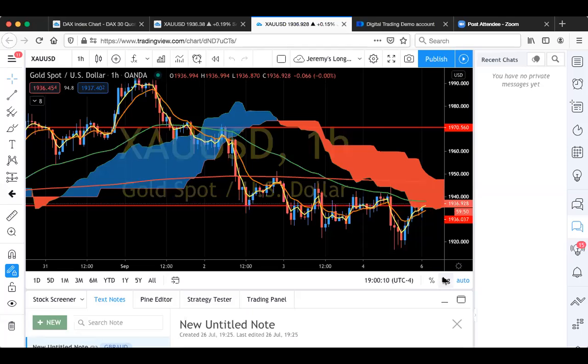Okay, so we're gonna be looking at gold. Let me share my screen. All right, so you can see my screen. Awesome. All right, so let me remove the indicators because we're gonna do it without indicators.